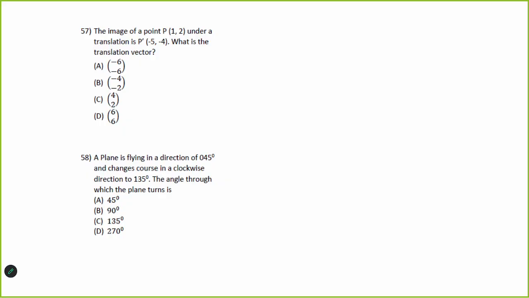Right, this one here, no, this is not. The image of P, so P is 1, 2. Sorry, what nonsense am I putting here? Let's read that question back. The image of P, 1, 2, under translation is image P negative 5, negative 4. So this is your object plus your translation of x, y to give you an image of negative 5, negative 4.